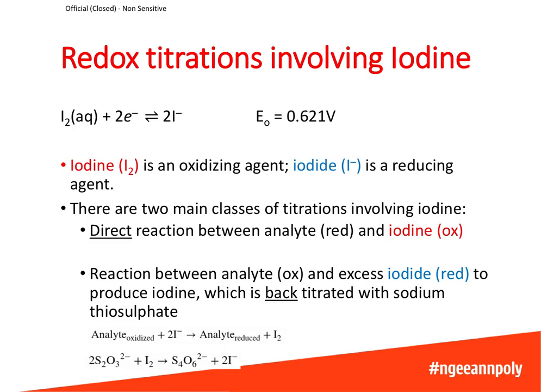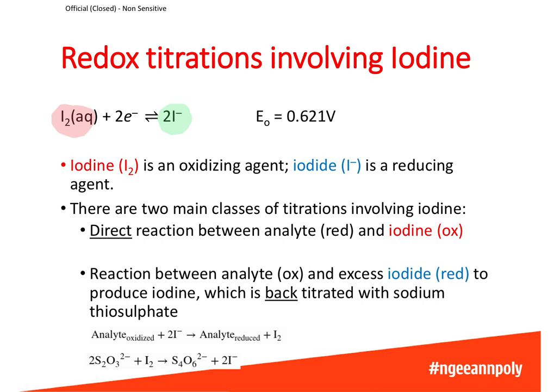Iodine is also commonly used in redox titrations. Take a look at the redox half equation. Iodine is an oxidizing agent, while iodide is a reducing agent. There are two main classes of titrations involving iodine.